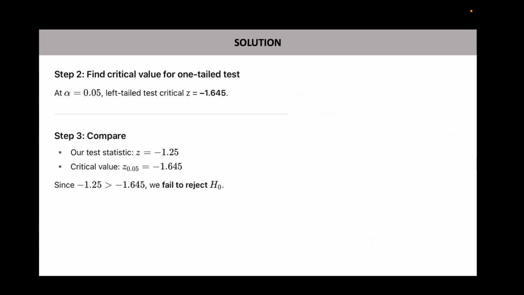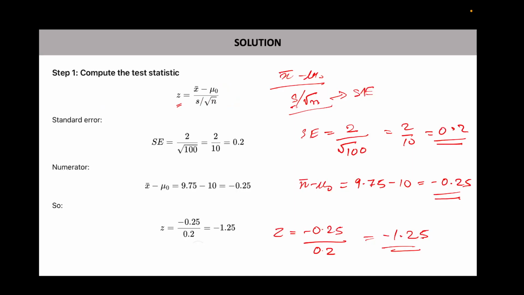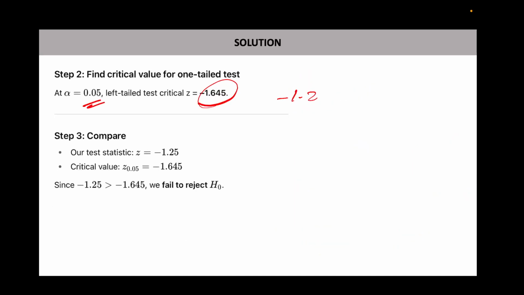Now, from the table, the critical value of z at alpha 0.05 should be minus 1.645, and the value that we have got is minus 1.25. So minus 1.25 is more than minus 1.645, which should have been the value of z at alpha equals 0.05. Since this value is greater than the critical value, in that case we fail to reject the null hypothesis.